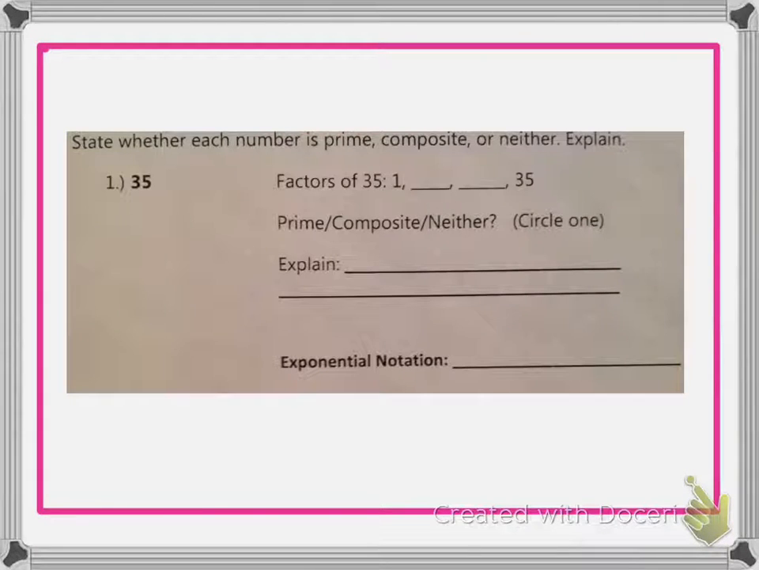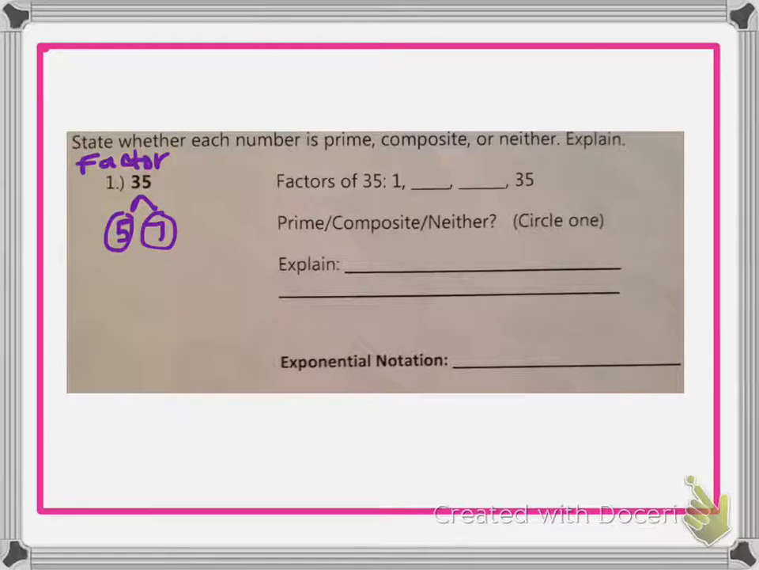So let's practice this. It says state whether each number is prime, composite, or neither, and we're going to find the prime factorization. So here we have the number 35. A factor tree is finding all the factors of the number. So we draw this little triangle, the top of an arrow. We say, what times what equals 35? Well, we know that 1 times 35 equals 35, but we also know that 5 times 7 equals 35.